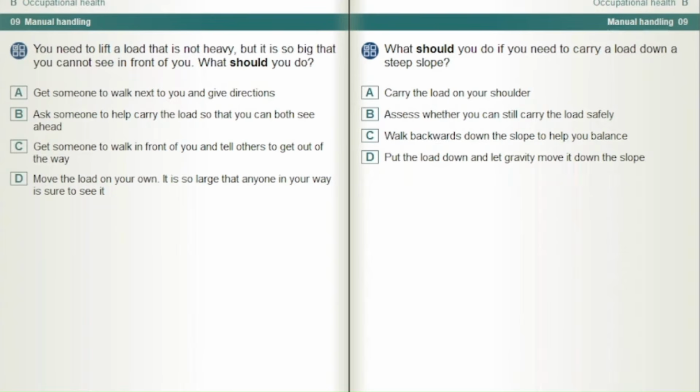What should you do if you need to carry a load down a steep slope? Carry the load on your shoulder. Assess whether you can still carry the load safely. Walk backwards down the slope to help you balance. Put the load down and let gravity move it down the slope.